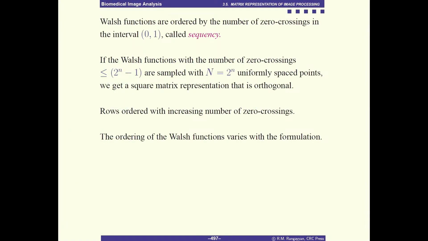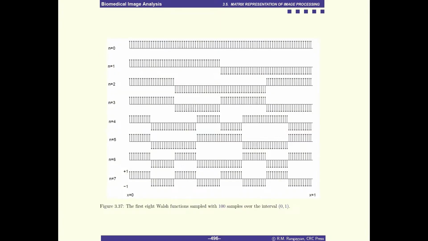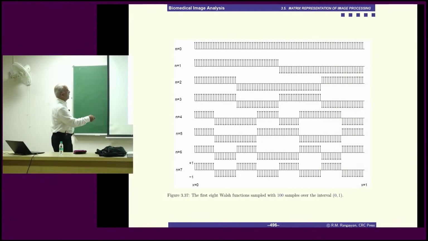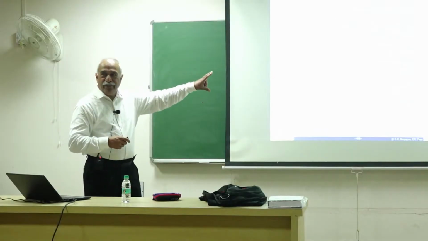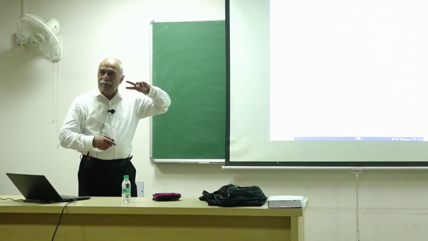So Walsh functions are ordered by the number of zero crossings in that interval, called sequency instead of frequency. It's not a sinusoid, so you don't call it frequency. No zero crossing, 0. 1 zero crossing, 2, 3. 1, 2, 3, 4. That's 5. 1, 2, 3, 4. This ordering changes depending upon the definition you use. So this has 5 and this has 4 zero crossings. So the sequency numbering and the way you generate using this rule, the order will be different.